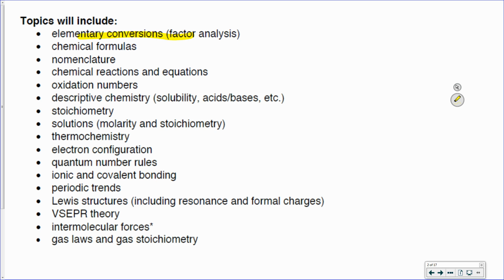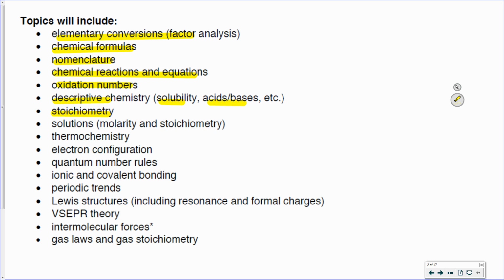Dimensional analysis or factor analysis, you're going to be asked to do some of that. Understanding chemical formulas, both empirical formulas, molecular formulas, molar masses, etc. Nomenclature, so some naming. Balancing reactions and equations. Assigning oxidation numbers and what they mean. And then descriptive chemistry, things like solubility, acids and bases, understanding that. The relationships in stoichiometry: two things react, you consume so much of one reagent, how much does the other reagent take? How much product does it make? That also could go to percent yields as well.